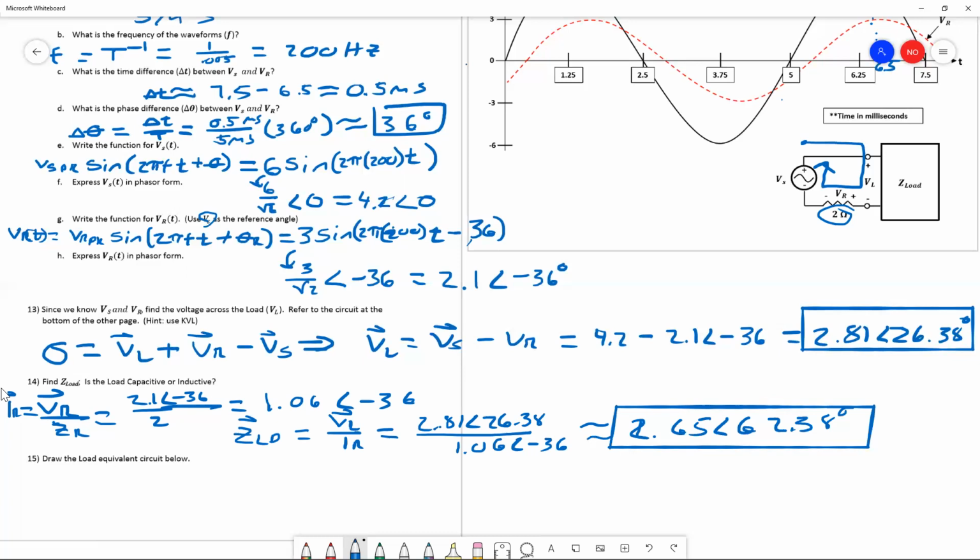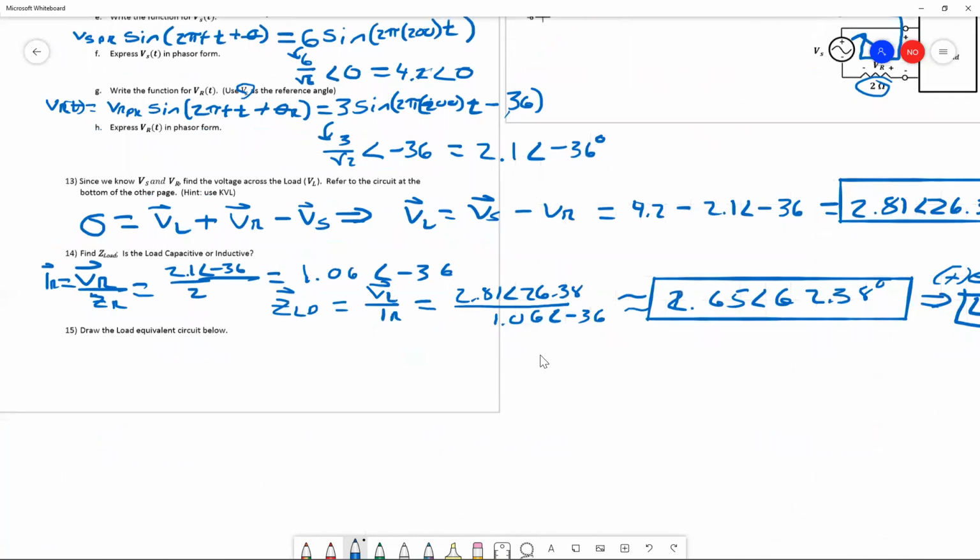We have the current being negative, and we also have the load impedance with a positive value, which means that because it's a positive angle, that would be inductive. So it is inductive. Or, a positive impedance angle means inductive. You also know that it's inductive because the current angle is more negative than its voltage angle. Remember ELI the ICEman.